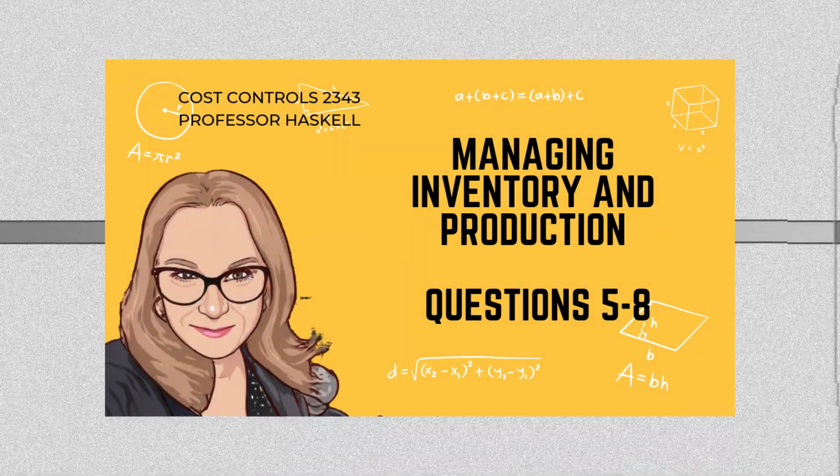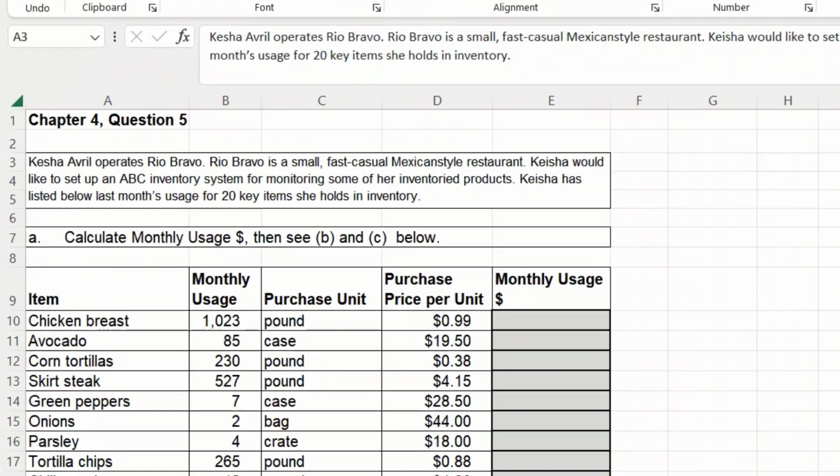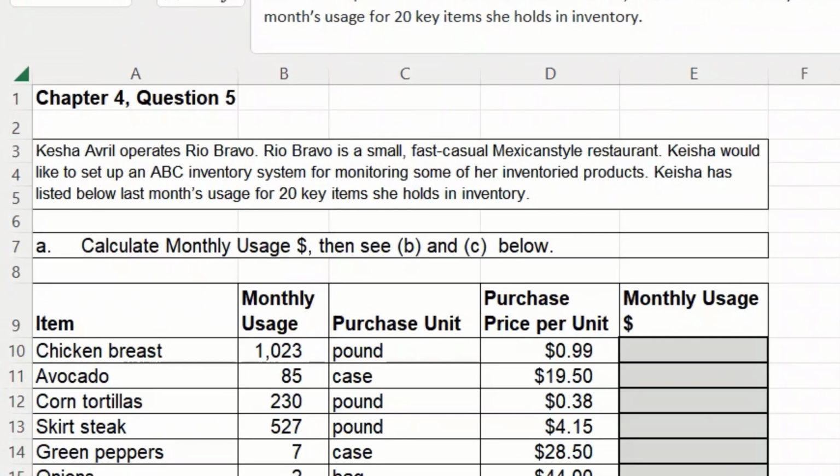Back, continuing on with chapter 4, still talking about managing inventory and production. Let's look at question number 5. Keisha Averill operates Rio Bravo, a small, fast casual Mexican-style restaurant. Keisha would like to set up an ABC inventory system for monitoring some of her inventory products.